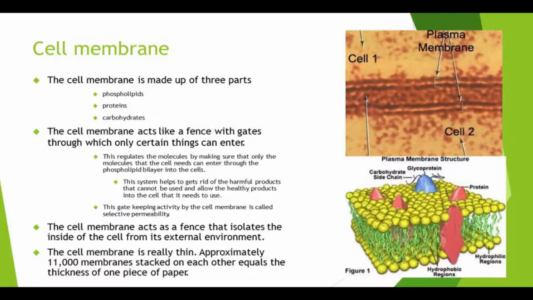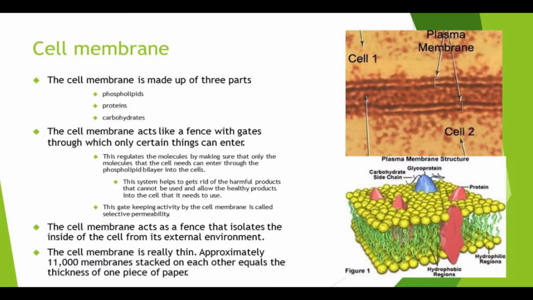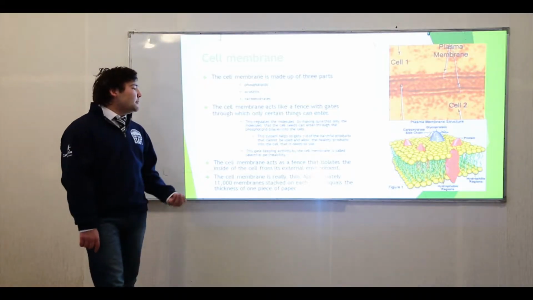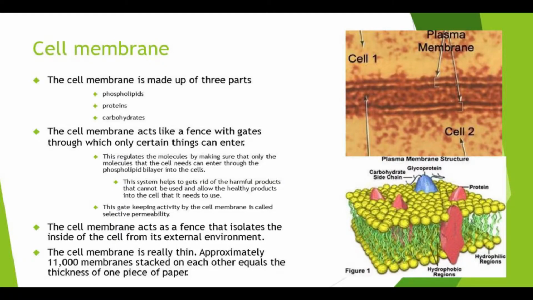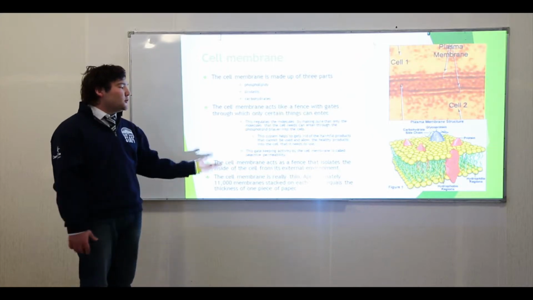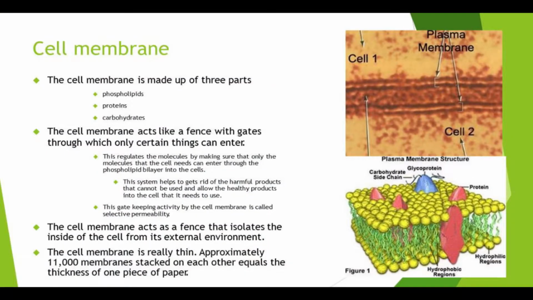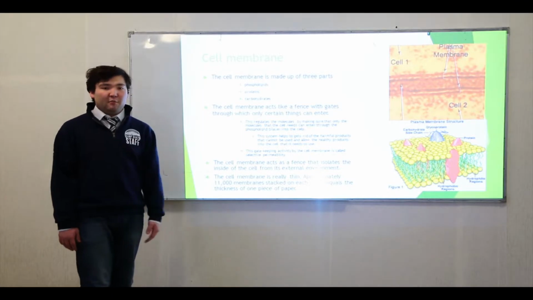The cell membrane is made of three parts: phospholipids, proteins, and carbohydrates. The cell membrane acts like a fence with a gate through which only certain things can enter. This regulates the molecules by making sure that only the molecules the cell needs can enter through the phospholipid bilayer into the cell. This system helps to get rid of harmful products that cannot be used and lets in the healthy products that the cell needs to use. This gatekeeping activity by the cell membrane is called selective permeability.